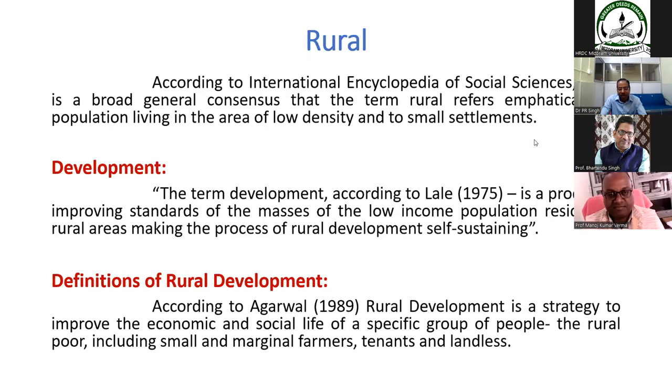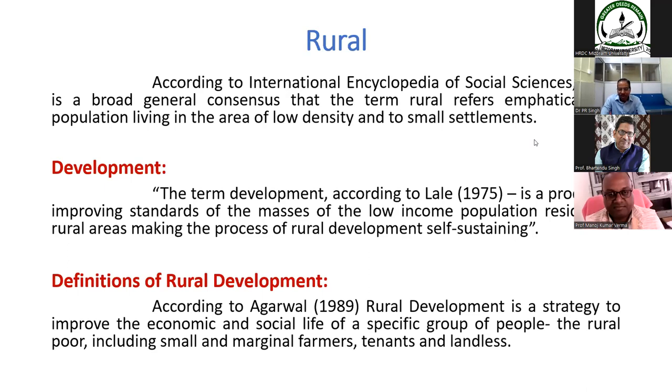Then development. First one is rural, another one is development. The term development, according to Lele 1975, means making the process of rural development self-sustaining for the masses of low income population residing in rural areas. It means we improve the income of the particular population. That is development. So as per Lele, the development of rural areas is a self-sustaining process.